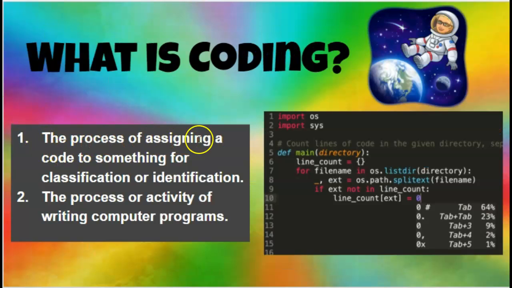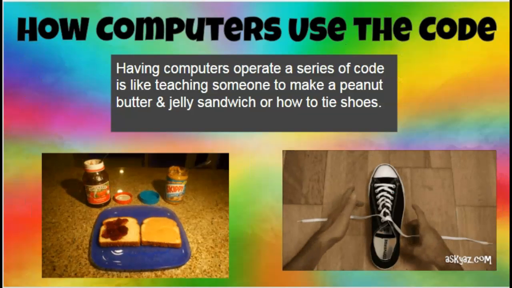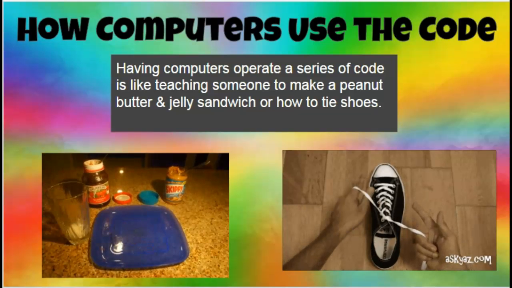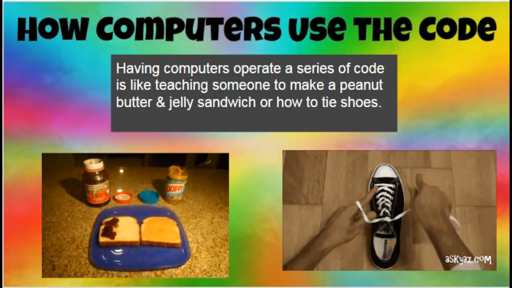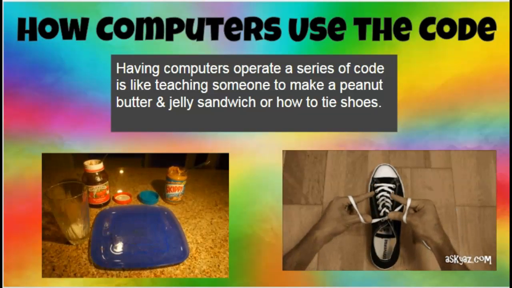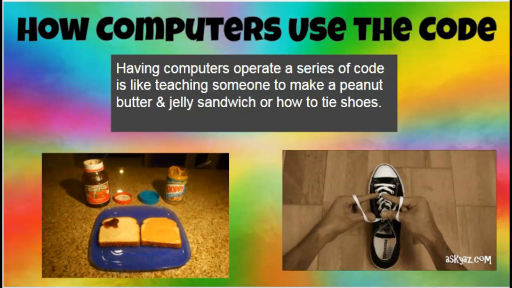But what is coding? Coding is a process of assigning a code to something for classification or identification. It also is the process or action of writing computer programs. Having computers operate a series of code is like teaching someone how to make a peanut butter and jelly sandwich or how to tie their shoes. As computers are just machines, they need instructions. That's where code comes into play.